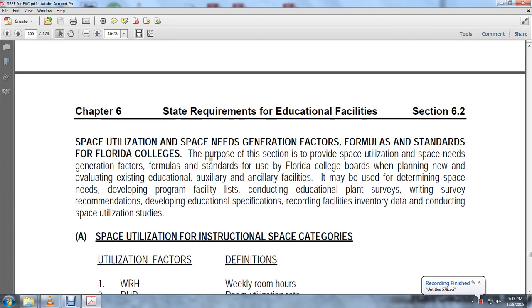Okay, space utilization, space generation factor formula standards. The Florida College purpose of the section is to provide the space utilization, space generation factor formula standards used by Florida College boards when planning new and evaluating existing educational, auxiliary, and ancillary facilities. It may be used to determine space needed to develop a program facility list and conduct educational plant surveys, writing survey recommendations, developing educational specifications, recording facilities inventory and data, and conducting space utilization.